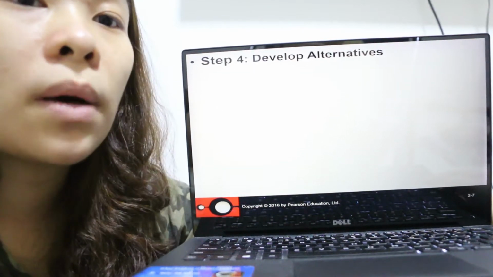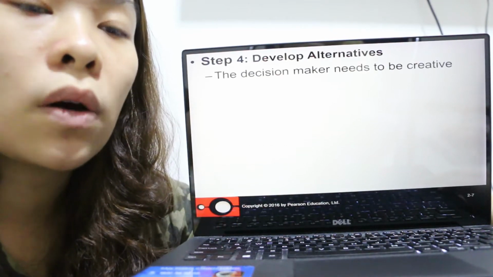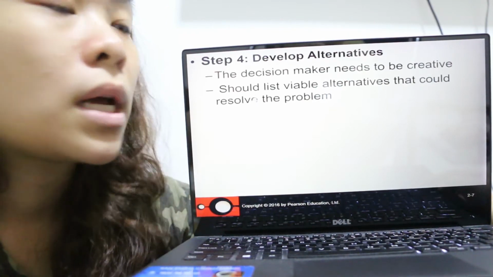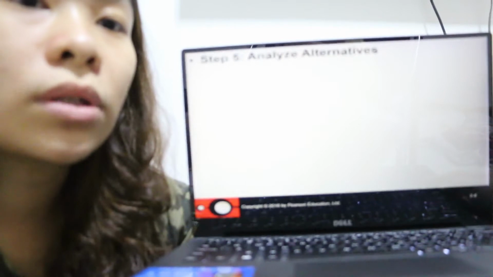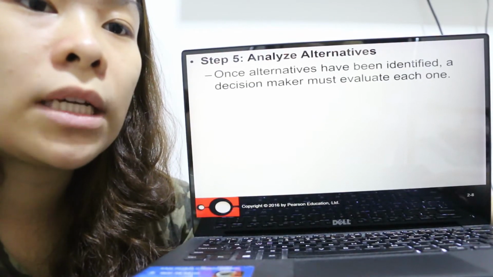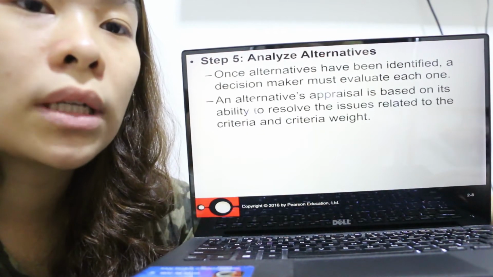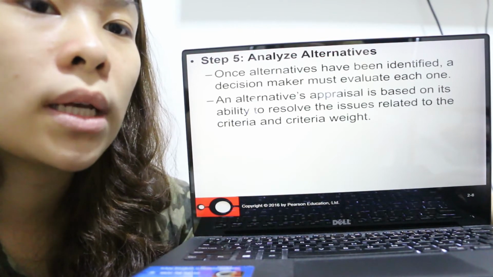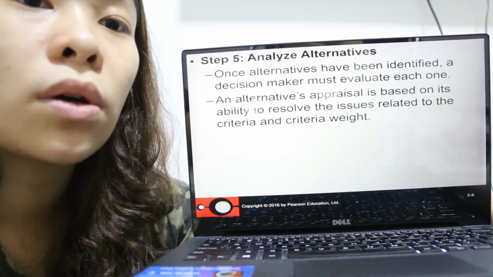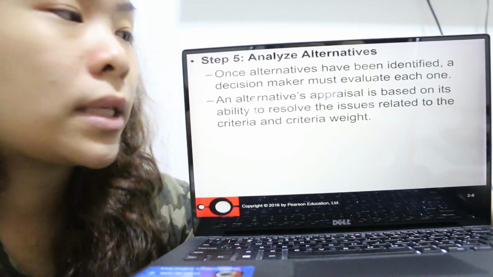Step 4. Develop alternatives. The decision maker needs to be creative and should list viable alternatives that could resolve the problem. Step 5. Analyze alternatives. Once alternatives have been identified, the decision maker must evaluate each one, appraising each alternative's strengths and weaknesses. An alternative's appraisal is based on its ability to resolve the results related to the criteria and criteria weight.